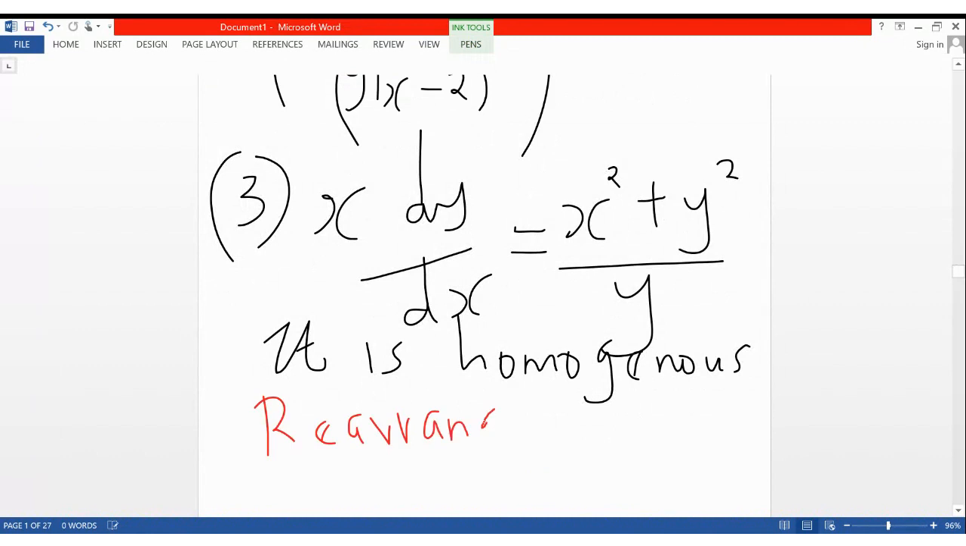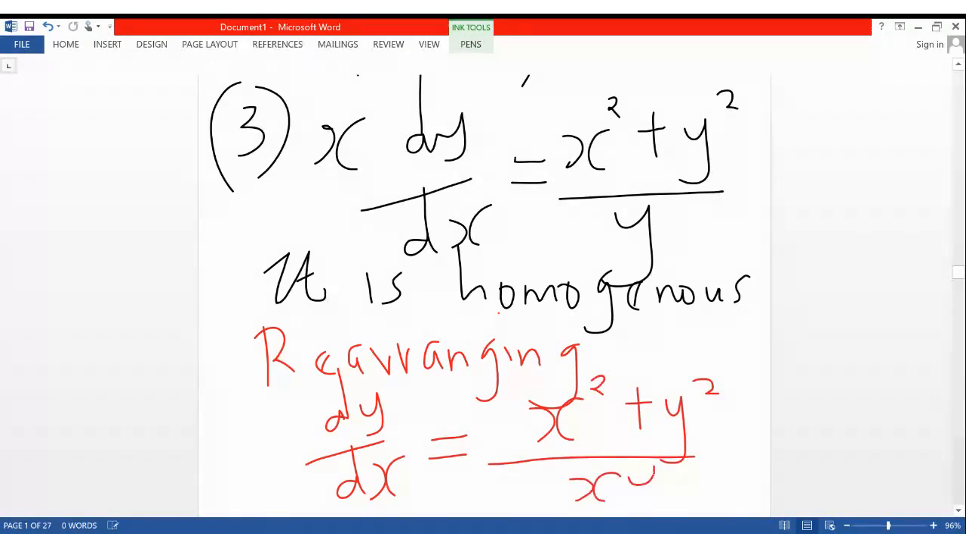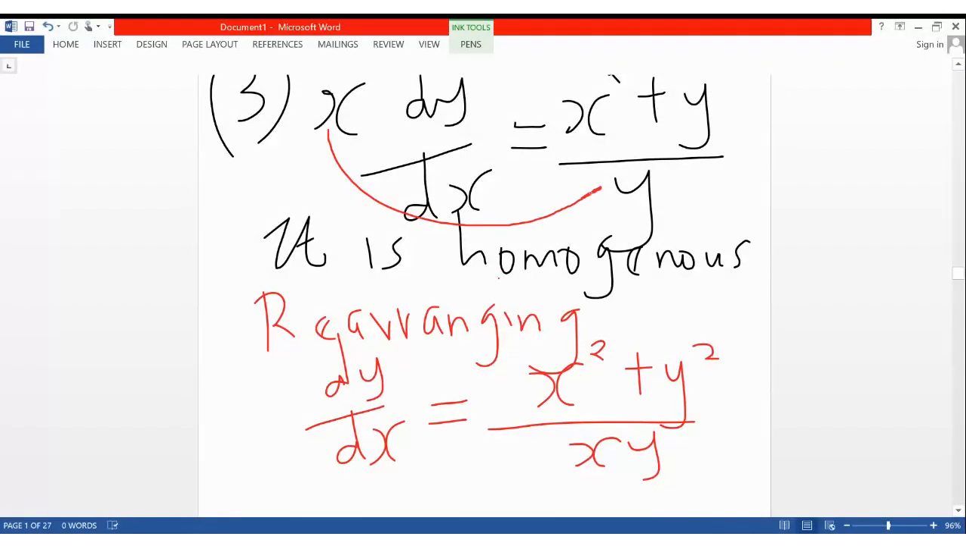dy over dx is the same as x squared plus y squared all over xy. There are equations that you can easily rearrange and they become homogeneous. What have I done? I've taken this x here. Now, I will ask, is it homogeneous or not? Like that. Is it homogeneous or not? Ferdinand, is it? Yes, it is. So don't be in a hurry.